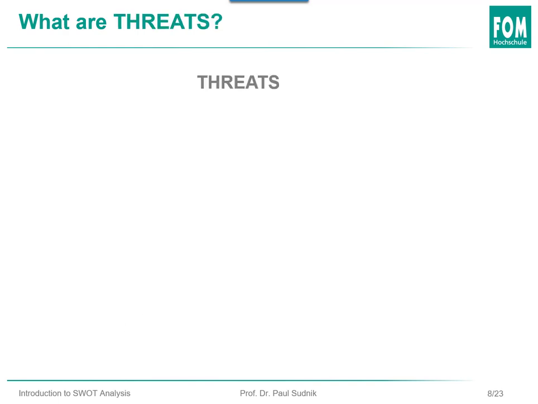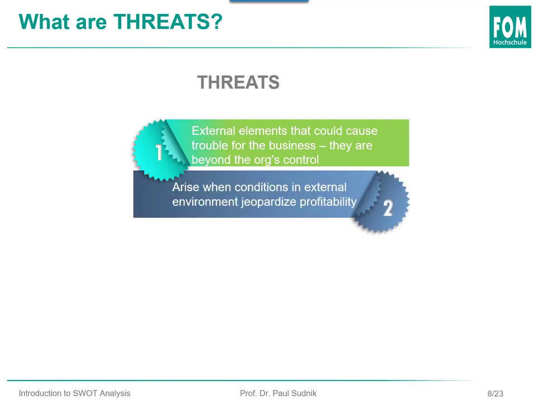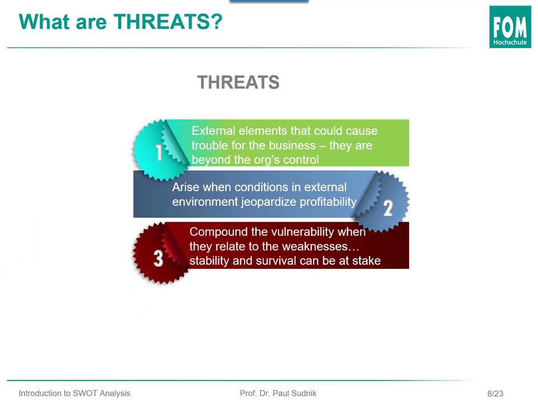Finally, let's look at threats. Threats are external elements to the firm that could cause trouble for the business, and they are beyond the organization's control. They arise when conditions in external environmental circumstances jeopardize profitability. So things that might stop us in our tracks and stop us from making the profit that we seek. Threats compound the vulnerability of the organization when they relate to weaknesses. So threats and weaknesses often come together and they threaten the stability and survival of the company.